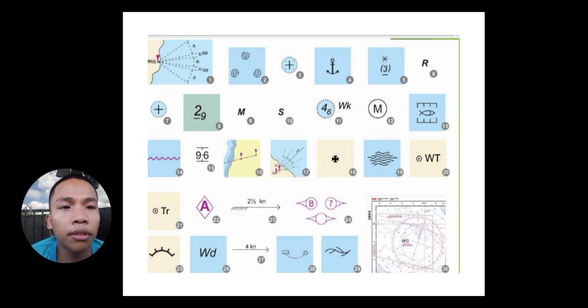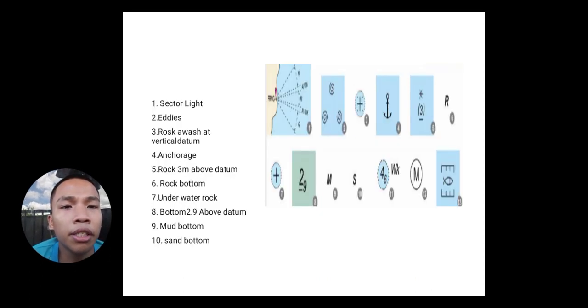These are some of the symbols on the chart. First picture is the sector light. Second is the eddies. Third is the rock awash at vertical datum. Fourth is the anchorage. Fifth is the rock 3 meters above datum. Sixth is the rock bottom.